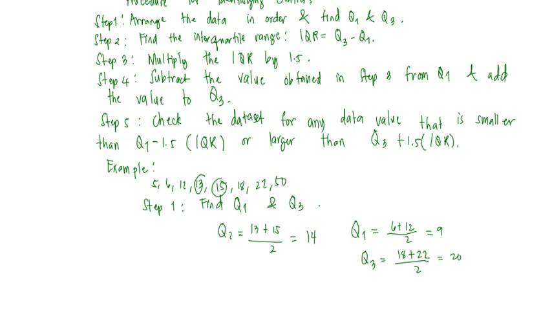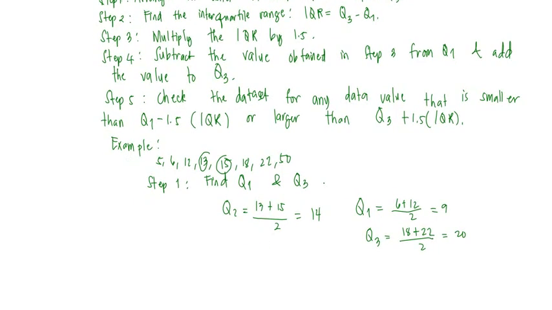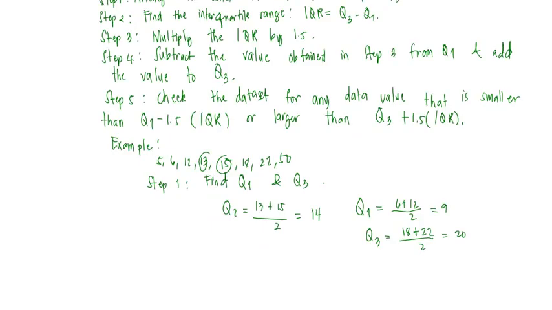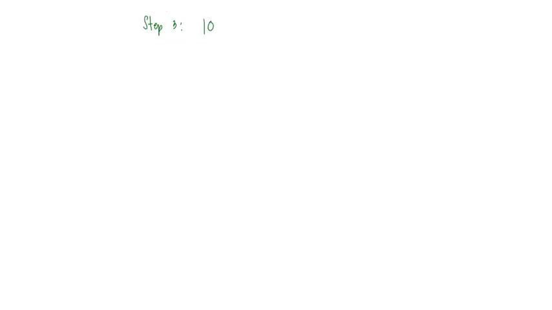Now, you have identified step 1, which is find your Q sub 1 and Q sub 3. Now, you just have to move on. So, let me just add another page. So, sa step 2, that is gonna be IQR is equal to Q sub 3 minus Q sub 1, which is yung Q sub 3 na nakalculate mo is 20 minus 9, which is your Q sub 1, which would give you 11.